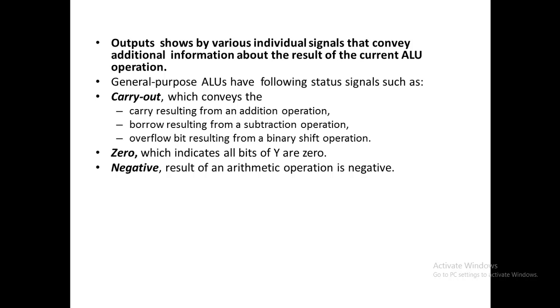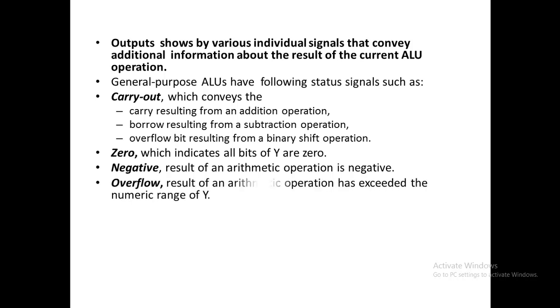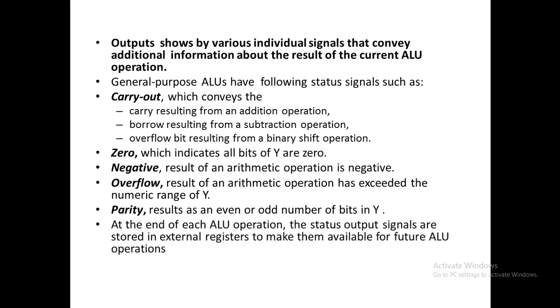Negative: the result of an arithmetic operation is negative, then we use the negative status signal. Overflow signal: the result has exceeded the numeric range of y. It means the result overflows from the given range. Parity: it shows whether the result has an even or odd number of bits in y. If the result output is an even number or odd number, then we show the parity signals.